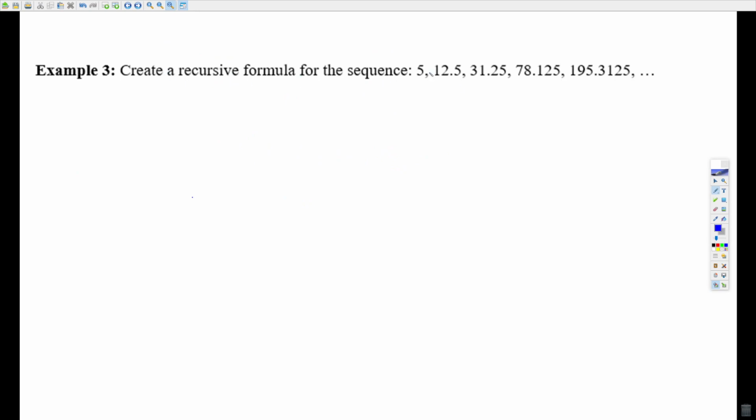Write a recursive formula for the sequence 5, 12.5, 31.25, and so on. So we'll go ahead and use g again. g sub 1, the first term, is 5. Then we have to figure out what we're multiplying by, so I'll leave a little blank here. Then g sub n minus 1, for integers n greater than 1.